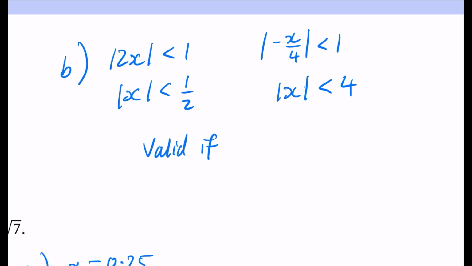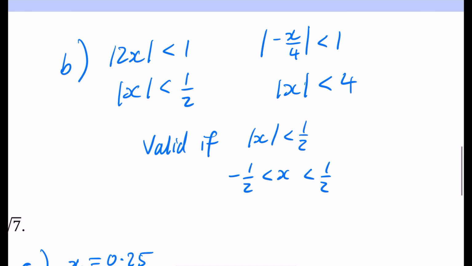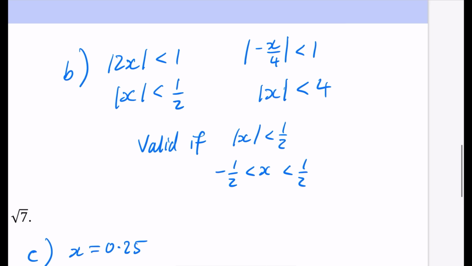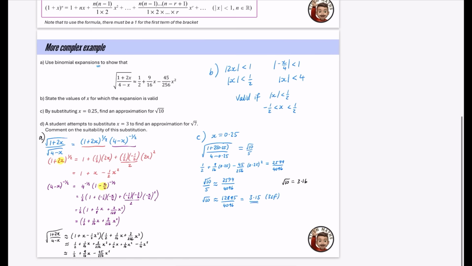So it is only going to be valid if the modulus of x is less than a half, or we're just saying that x is between a half and minus a half, because obviously if you picked, say, the number 3, it would make this one true, but it wouldn't make this one true, and they both need to be true at the same time. So we take the one that has the smaller range for this part. And now we can answer part D of the question.